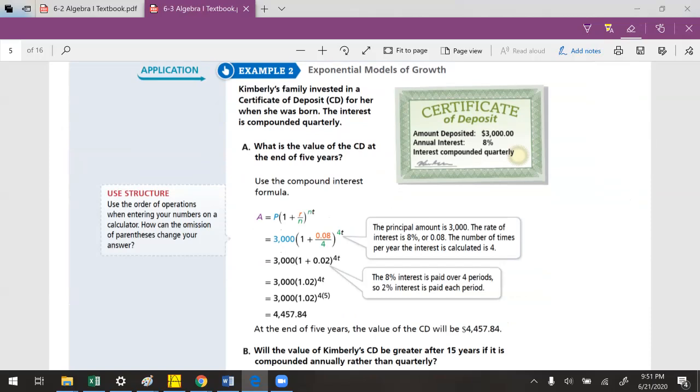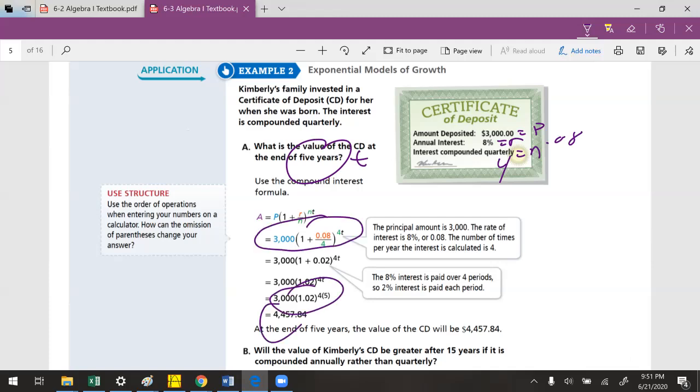Kimberly's family invested a certificate of deposit, a CD is what they call it, okay? The interest is compounded quarterly. So we have to label everything, okay? So this is your P, this is your R, this is your N. This is gonna be your T. R as a percentage as a decimal is 0.08. Quarterly, that's 4. Plug them in, and then you get your answer, okay?